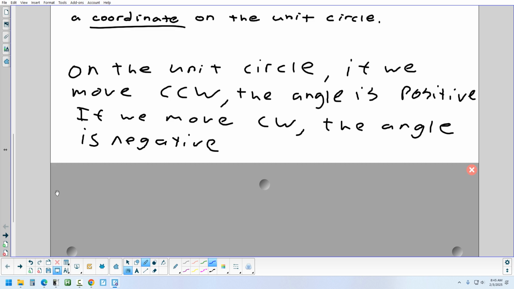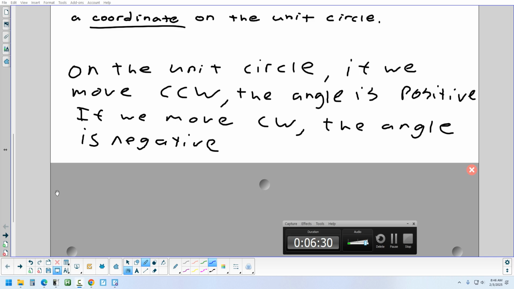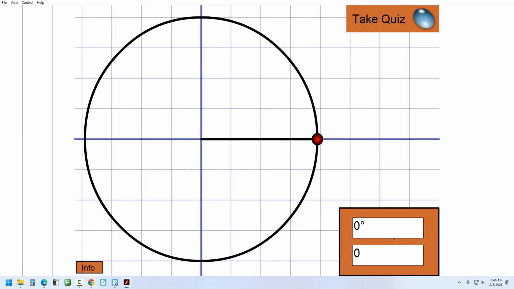Depending on which way we go is going to control the difference between working with a positive angle and a negative angle. If you move in a counterclockwise direction, that is a positive angle. Let me show you guys an example. We said counterclockwise gives you a positive angle. So if I move this right there to 30 degrees, I get a positive angle.